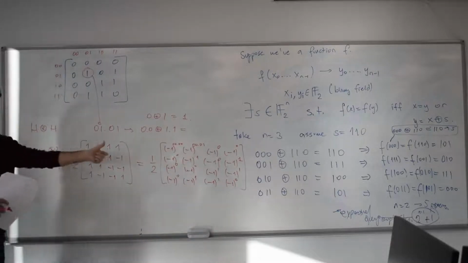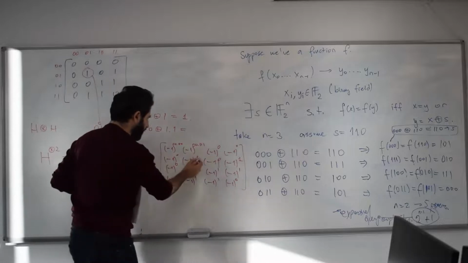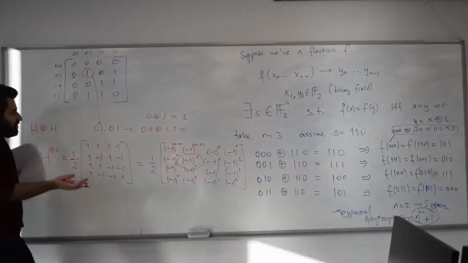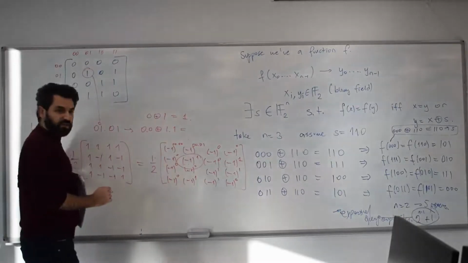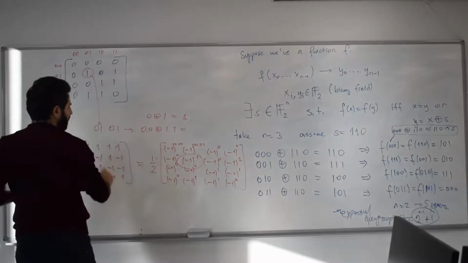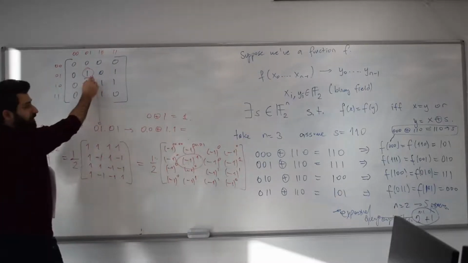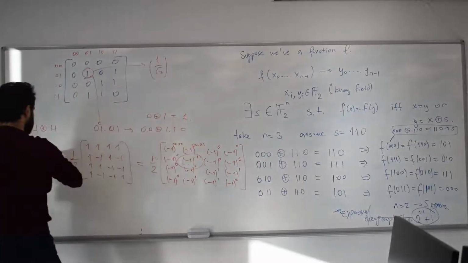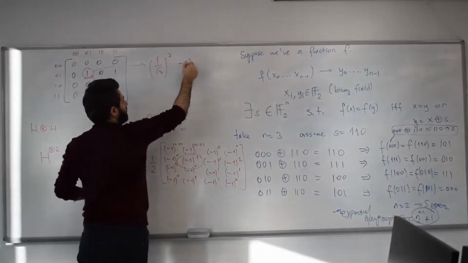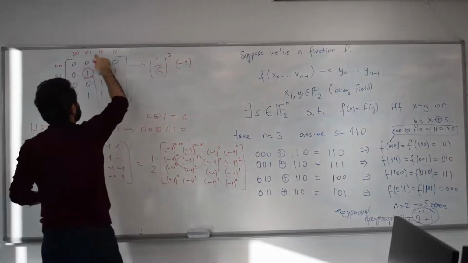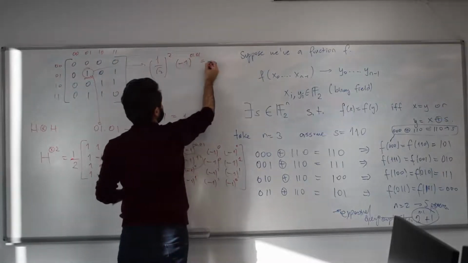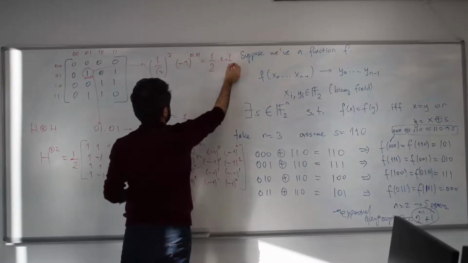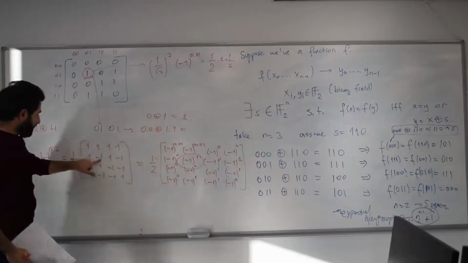So it's pretty simple to calculate an entry, for example this entry of Hadamard squared. All you have to do is take the row and column indices, 0, 1 and 0, 1, and figure out the exponent. Then you write 1 over square root of 2 raised to n, where n is 2, times minus 1 raised to the dot product of 0, 1 and 0, 1. That gives you 1 over 2 multiplied by 1, which is 1 over 2, and that is the entry at that specific point.